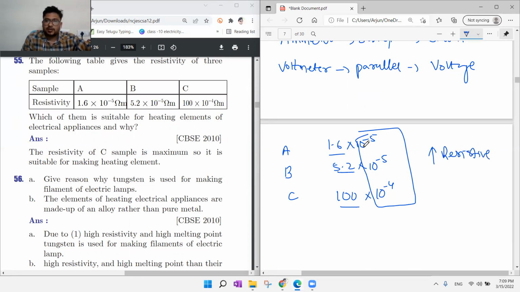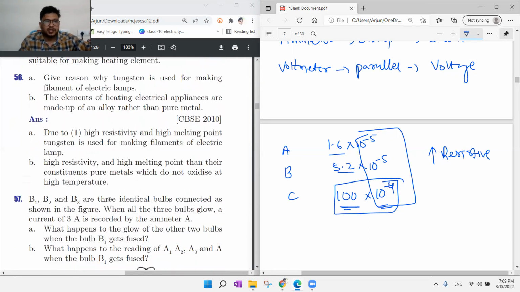That must be high resistive. In this, which one is high resistive, we can definitely tell. You see, this is 10 to the power of minus 4, 10 to the power of 5, this is 10 to the power of 4, and 100 into 10 to the power of 4 is the value which will be giving high resistivity. So sample C is obviously used for making heating elements.